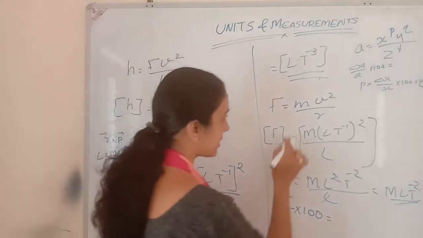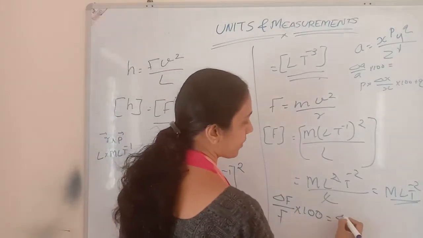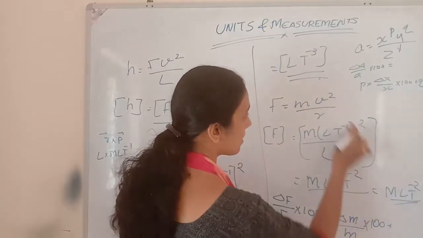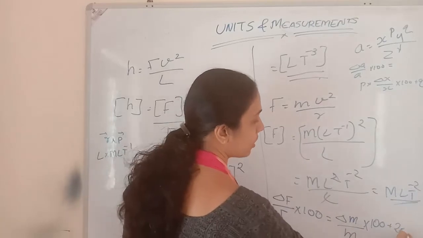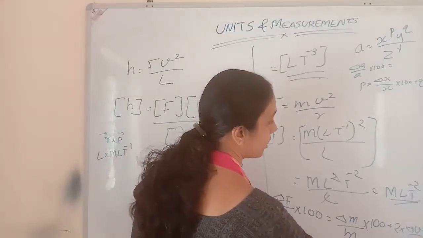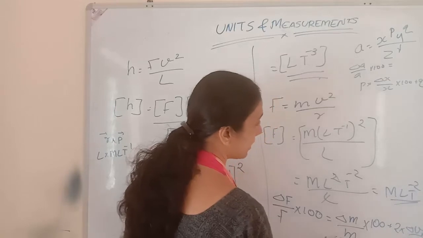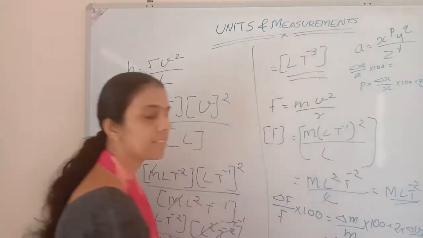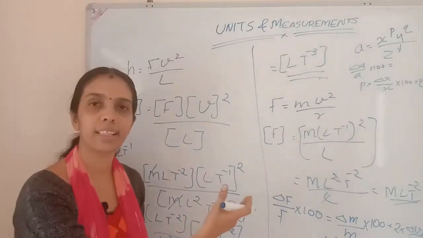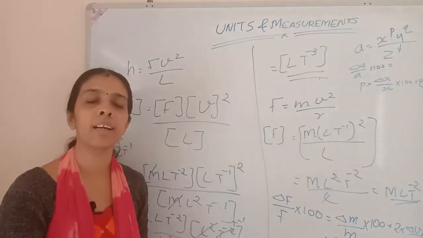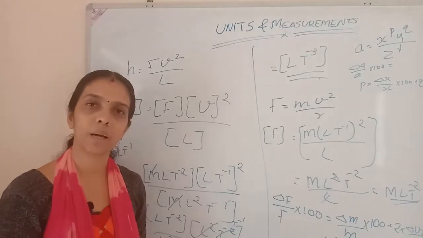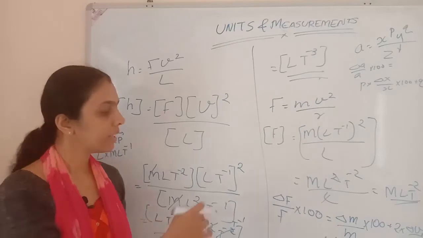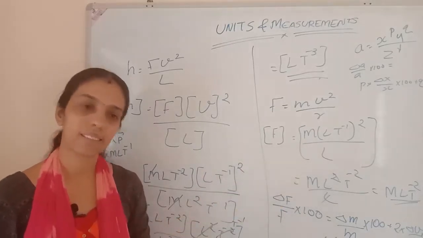Okay, so delta F by F into 100 equals delta M by M into 100. Here what is the power 2? 2 into delta V by V into 100 plus delta R by R into 100. I told you, if multiplication is coming you should add, and if division is coming also you should add. Okay, clear how we are finding out the percentage error?